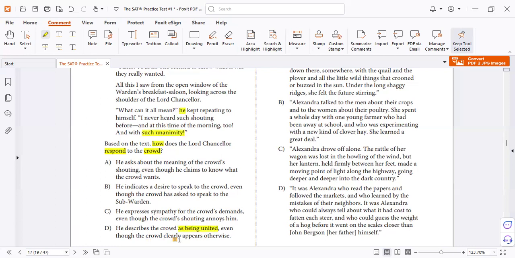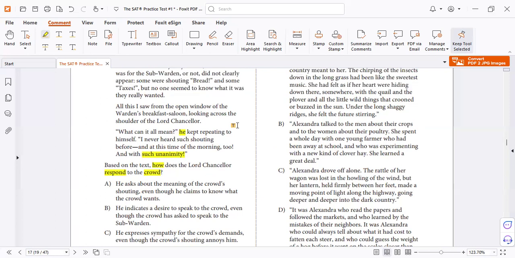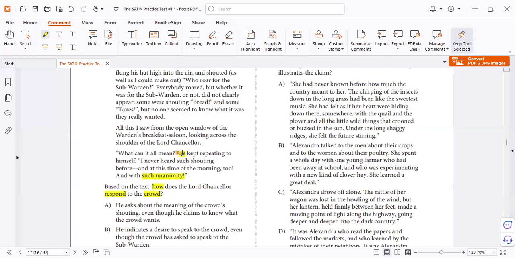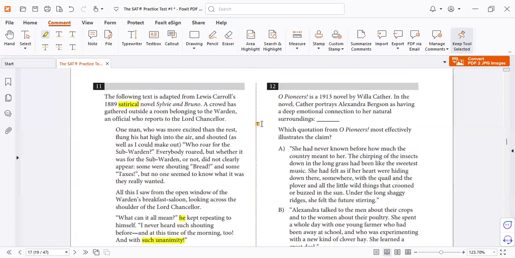Even though the crowd clearly appears otherwise. As you mentioned here, they don't know what they want, but they feel united. Yeah, some say taxes and others say bread. Yes. So there's a problem with the increase of vocab, a common word for testing. Number 12.